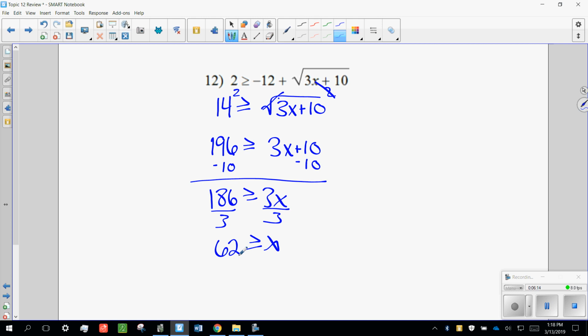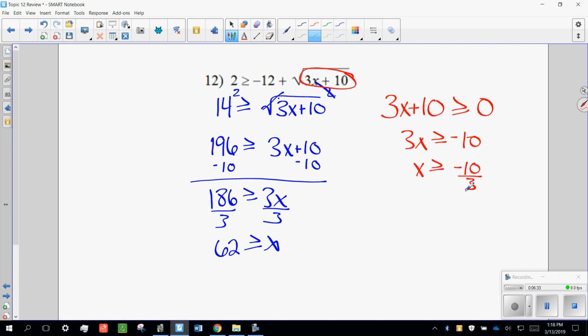Okay, but then we have to check the part underneath the radical, because 3x plus 10, we're going to take the square root of that. We need it to be greater than or equal to 0. So 3x is greater than or equal to negative 10. X is greater than or equal to negative 10 over 3.